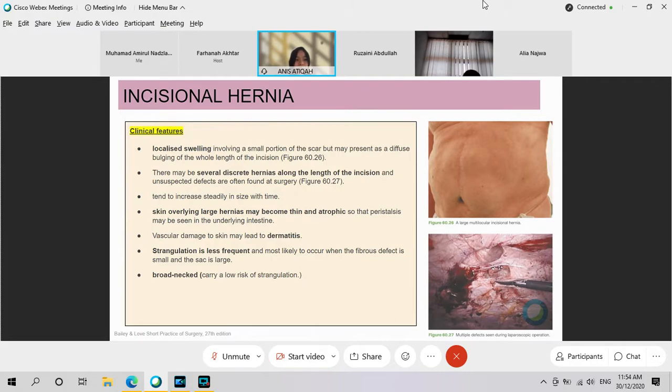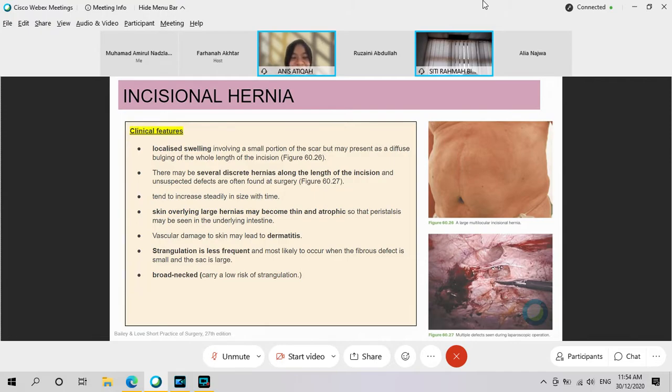Okay, next. For the clinical features, it may have localized swelling involving a small portion of the scar but may present as a diffuse bulging of the whole. You can see in the first diagram, it will have diffuse bulging of the whole length of the incision. It's diffuse, it's not just one hernia. So all incisional hernias have to have that kind of bulging.